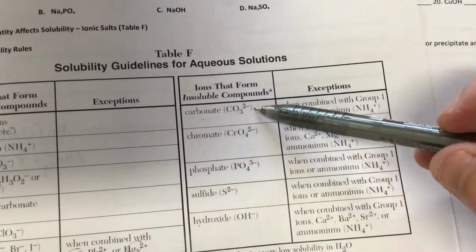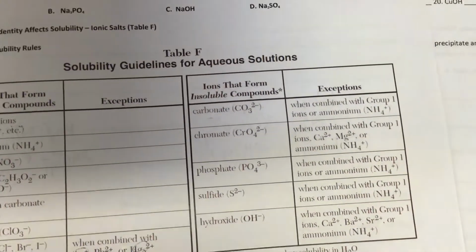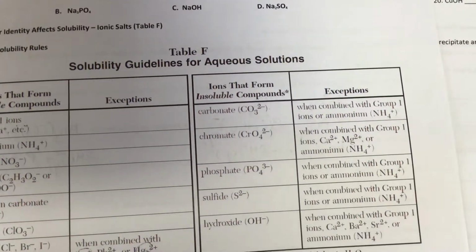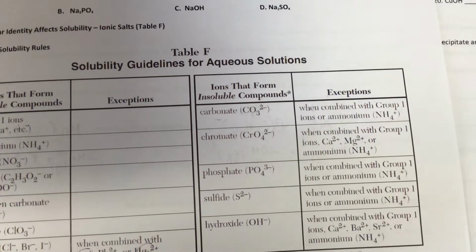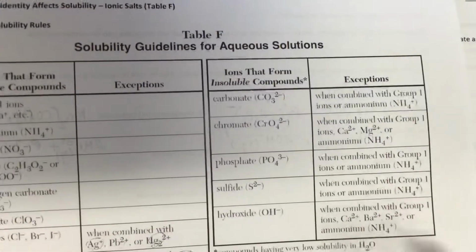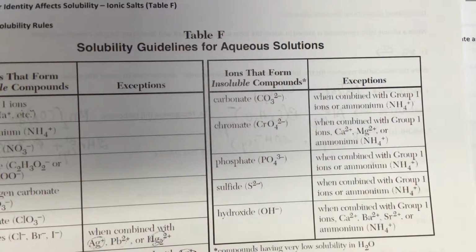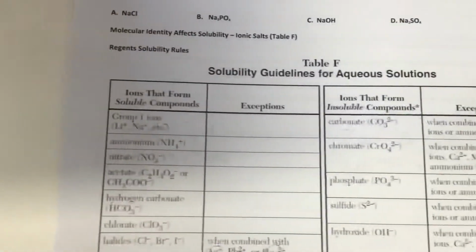Carbonates are generally insoluble, okay, except if you have any of them that form with a group 1, because those ones are always soluble. Chromates are generally insoluble. Phosphates, okay, except same sort of rules for those. Sulfides, same sort of rules, and hydroxide, same sort of rules as well.